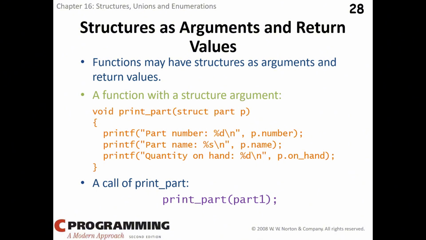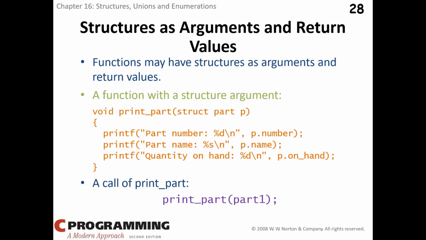And here we have a function in the slide. In this function, print_part, the parameter p is of type struct part, which means it accepts a structure of type part as an argument. Within the function body, we can access the members of the structure p using the dot operator, or the member access operator, and print their values accordingly. We can see how we can call this function at the bottom of our slide here.